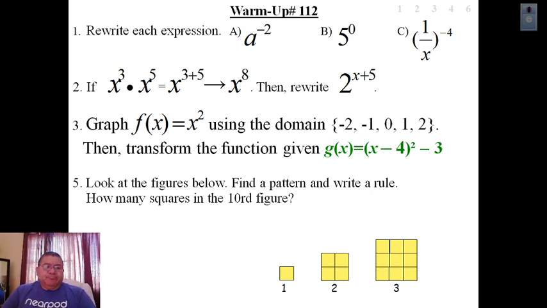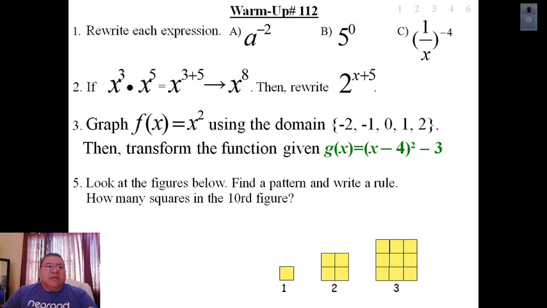And our warm-up for today is 112. So go ahead and copy that. Example 1 reads, rewrite each expression. Part A is a to the power of -2, part B is 5 to the power of 0, and part C is 1 over x to the power of -4.